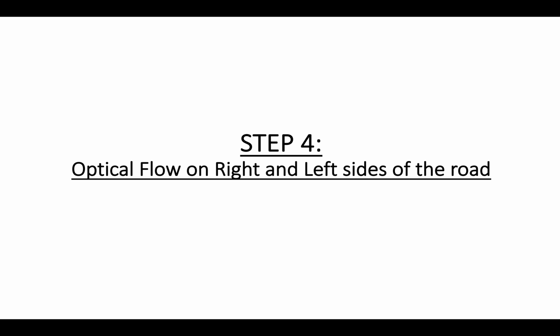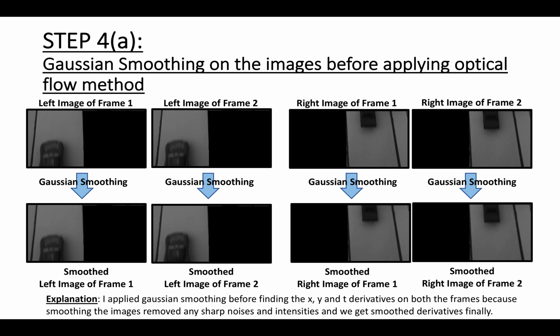Now the most important part, optical flow. This is the most important step before optical flow, which is Gaussian smoothing. Gaussian smoothing is very important because smoothing our intensity values on the image can result in smoothed X, Y, T derivatives, which will result in smoothed U, V values, which are very important. And I chose Gaussian smoothing over a K by K smoothing filter because Gaussian is a low pass filter.